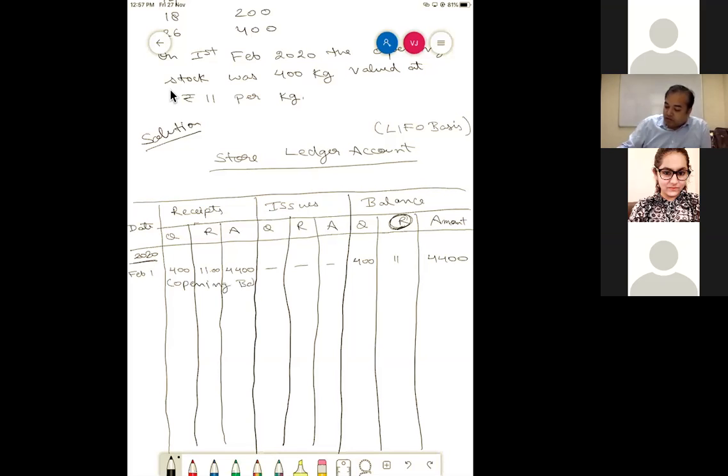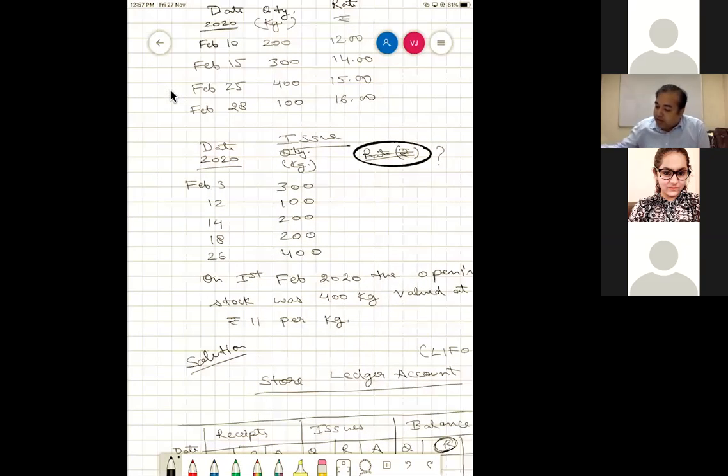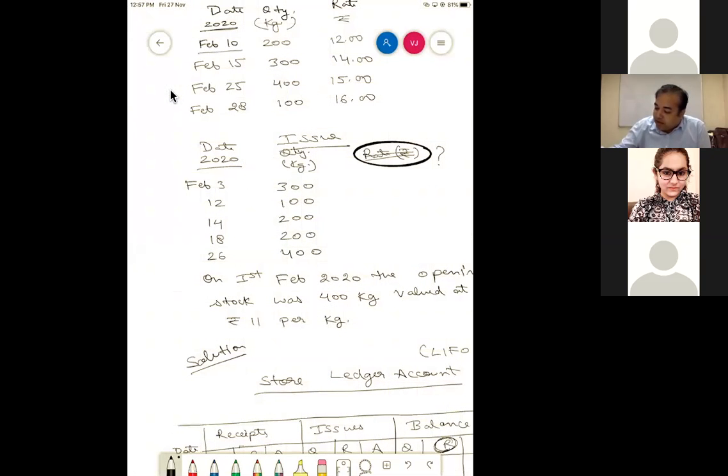This is your opening balance. Now you see the dates. You see the dates in the question. So what are the dates? February 10 and February 3.